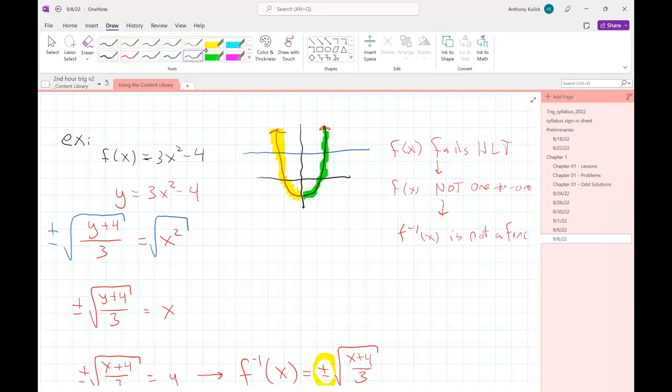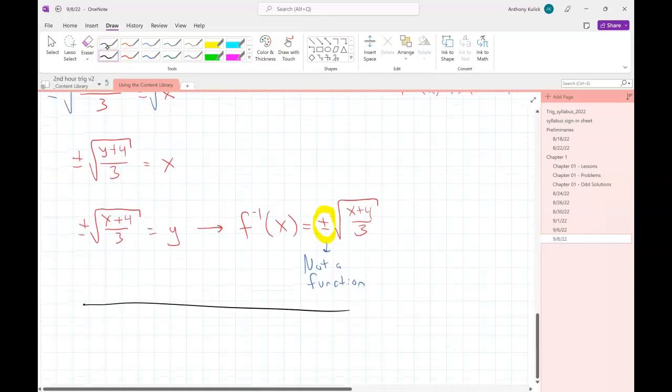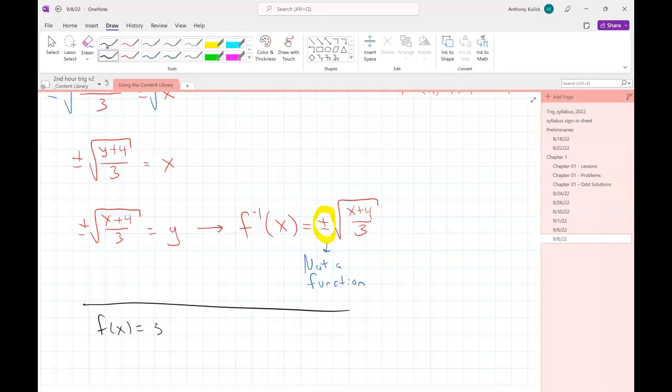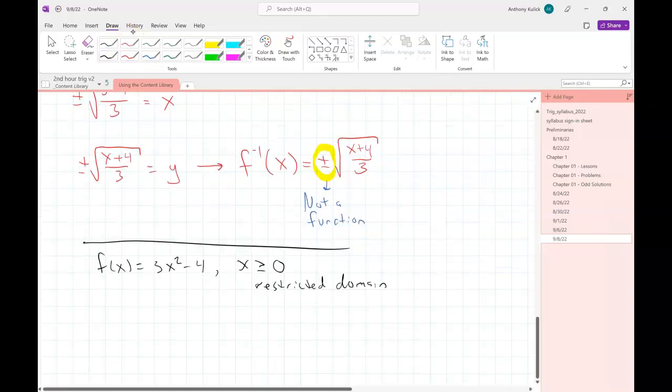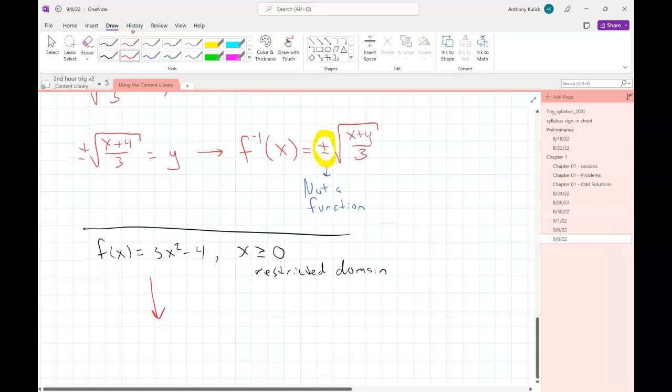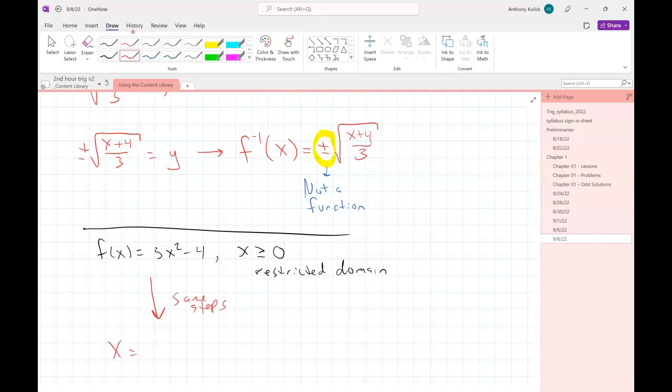So let's say, for example, then, we have instead said 3x squared minus 4, where we're going to take only the x's that are greater than or equal to 0. So the domain for my function I've restricted. That's what we've done there. So when we do this, we're just doing the same steps as above till we get to here.